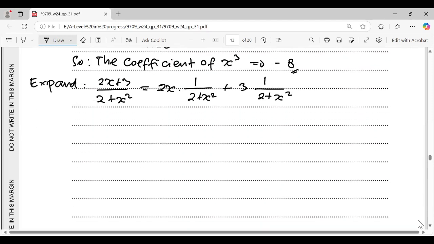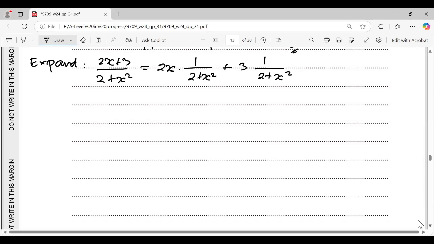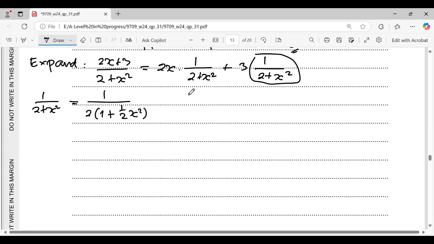And I will use the geometric series on this part. Okay. 1 over 2 plus x squared, same with this one. So 1 over 2 plus x squared, it is 1 over 2 times 1 plus 1/2 x squared, like this. And it is 1/2 times 1 over 1 plus 1/2 x squared.